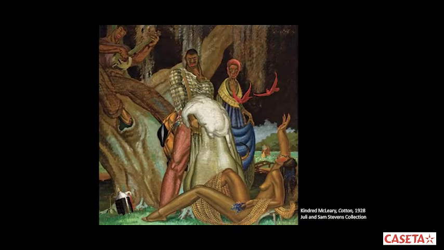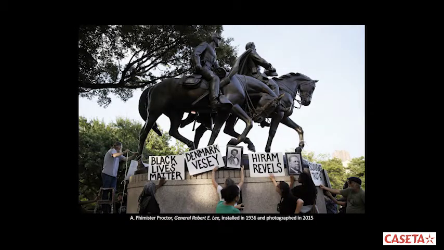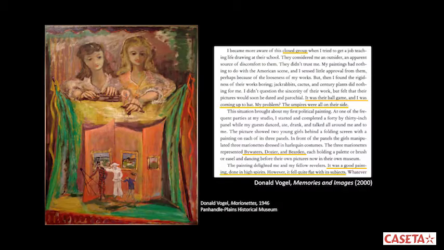This is a picture you may know, Kindred McCleary's Cotton. It was a controversial picture. It was entered in the Davis Wildflower Competition and was kicked out because it was too controversial. And of course, in 1936, General Lee was installed in Lee Park in Dallas, and that became very controversial.